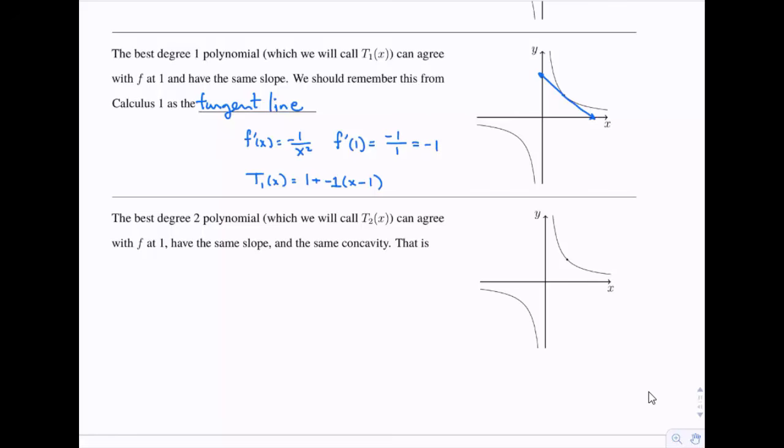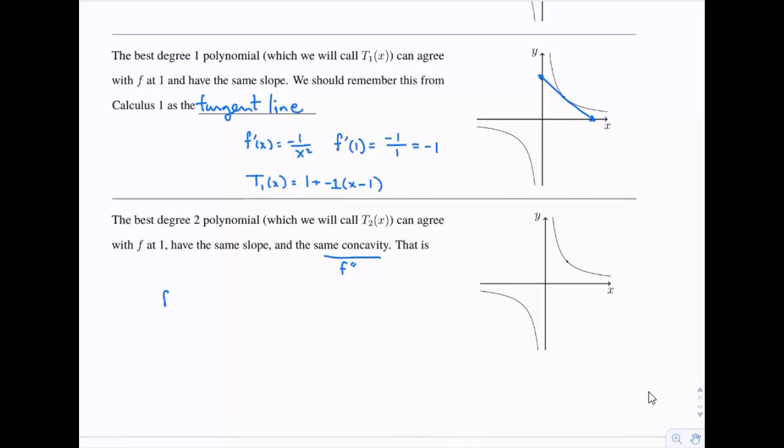So how about if we expand this even farther and we go to a degree 2 polynomial? We're going to call this t sub 2, and it can agree with f at 1, have the same slope, but also have the same concavity. So this concavity has something to do with degree 2, right? So a second derivative. So let's take a second derivative now, again using the power rule from our first derivative. And we're going to get negative 1 times negative 2 over x cubed. Evaluate at 1, and this is going to give us 2.